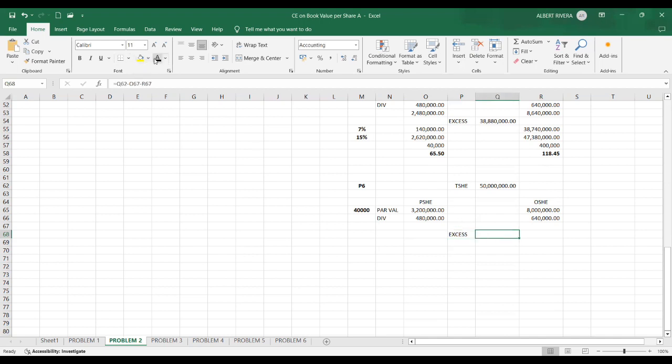Okay? 20 seconds. Can you please compute for the book value per preference and the book value per ordinary under scenario 6? 30 seconds lang. Your time starts now.